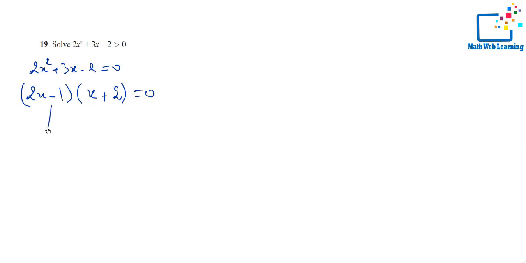So we're going to solve it for x. So this one will give me straight away, let's do it straight away, x equal a half. And this one will give me x equal minus 2. So the next step is to sketch the quadratic graph for this function here. So let's do that.